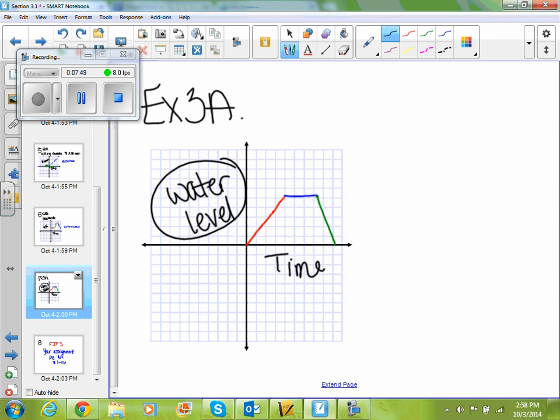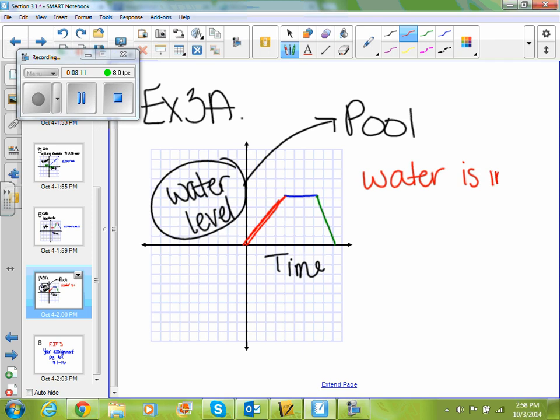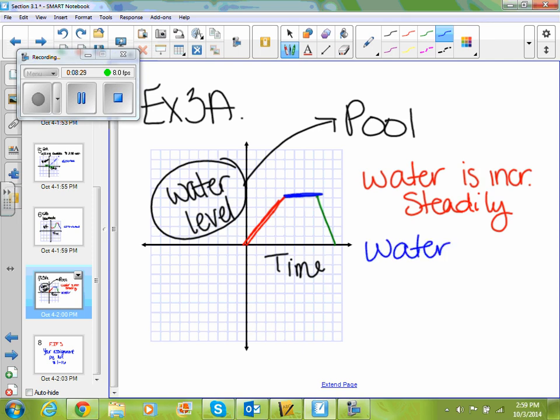Okay, so what has water, or would have a water level? A pool. Okay? That's what my fifth hour uses too. Alright, so we're going to be looking at a pool. Okay? So, red part of my line. What's my pool doing? It's increasing steadily. So, my water is increasing steadily. If I go to the next line, what's my water level doing? Okay, it stays as a constant, so water stays the same.